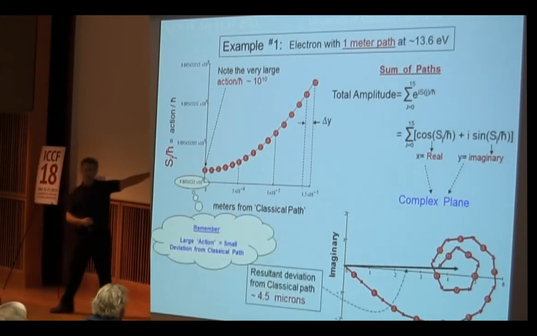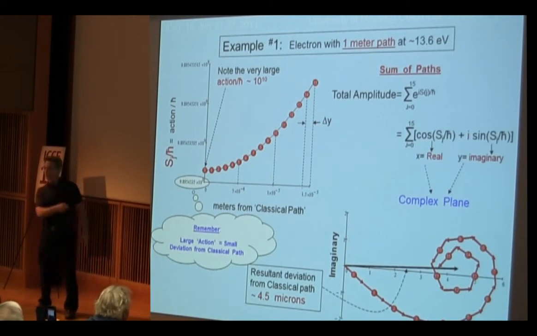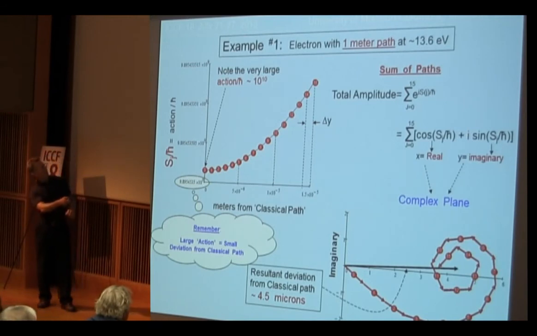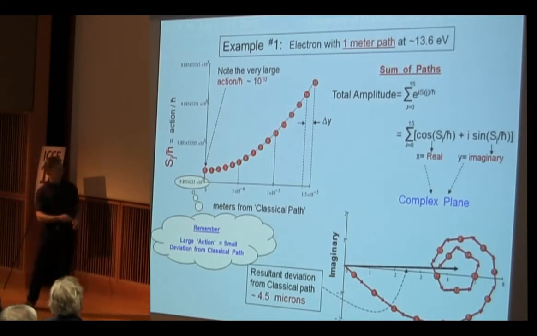So remember, large action, small deviation from the classical path, it ends up being about 4 microns in a 1 meter path. That's pretty classical. And that's for a 13.6 electron volt electron. That's 2 million meters per second about.